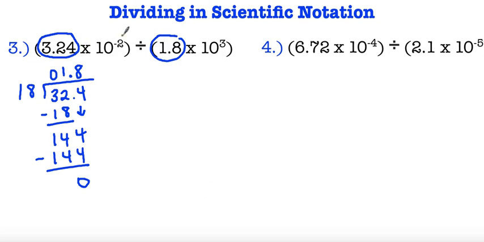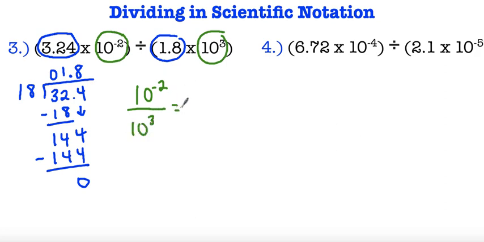I'm going to divide my 10 to the power of -2, sorry, divided by 10 to the power of 3. And here, remember, I subtract, so I have -2 minus 3, which ends up being 10 to the power of -5. So my final answer here is 1 8/10 times 10 to the power of -5. And that's in scientific notation form, so I don't have to change anything.